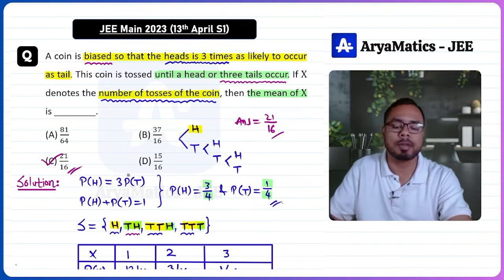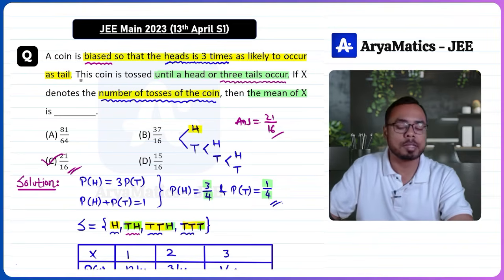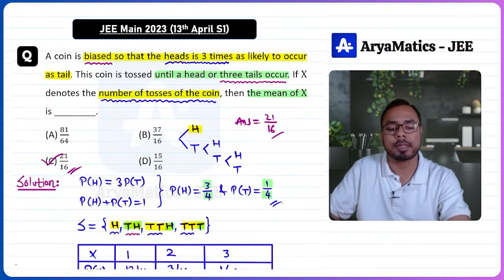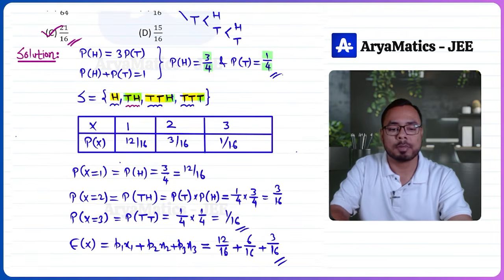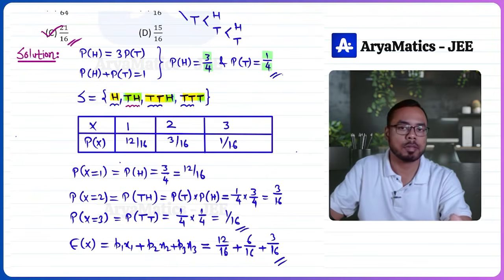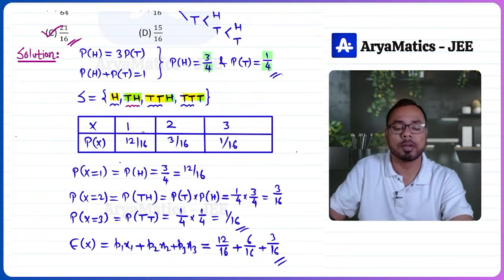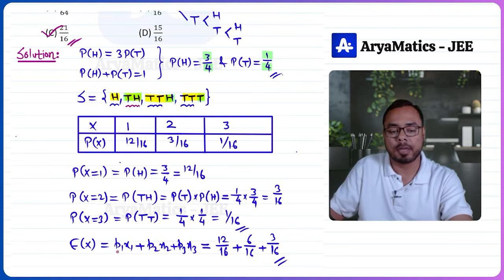Right, so this was not a difficult problem, standard formula. A biased coin means the probability of head and tail is not the same. And from the given information, we got the probability of head as 3 by 4 and tail as 1 by 4. Now we have to write the sample space. The sample space will have these 4 elements: either one head, tail head, and so on. Then create the probability distribution table.